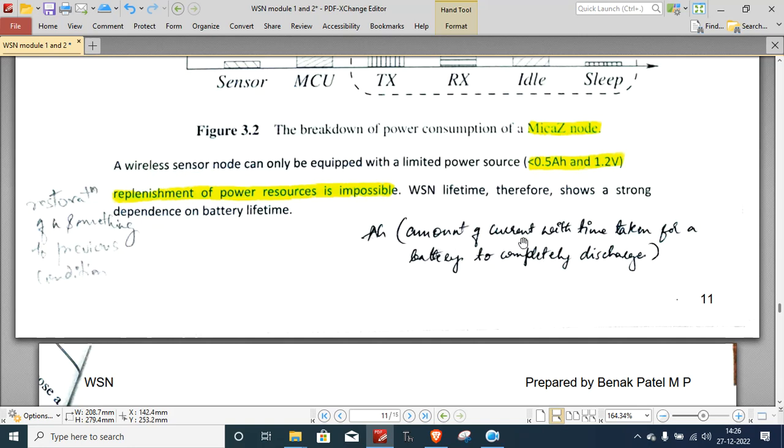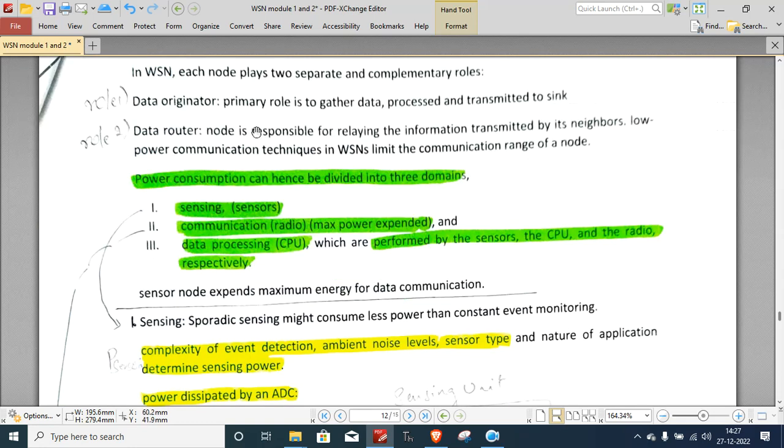Ampere hour is the amount of current with the time taken for a battery to completely discharge. In a wireless sensor network, each node plays two different and complementary roles: one is data originator and the other one is data router. Power consumption can hence be divided into three main domains: sensing, communication and data processing.